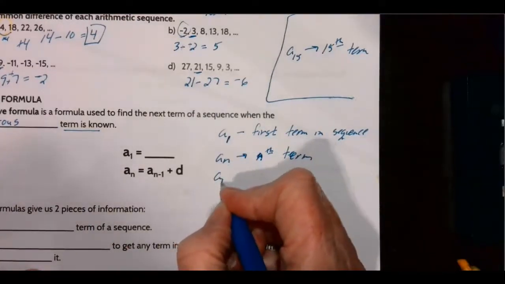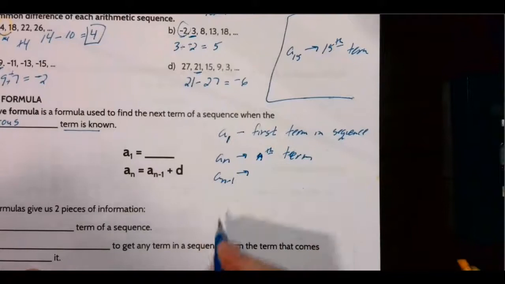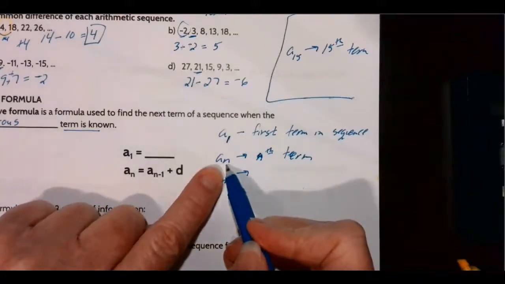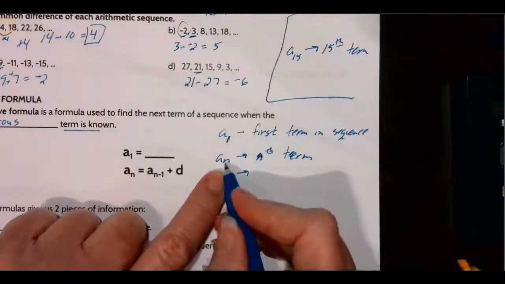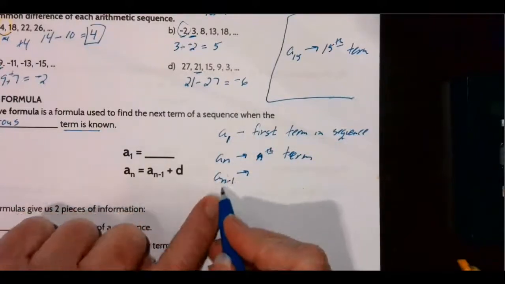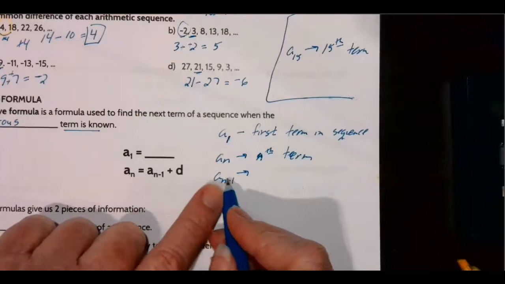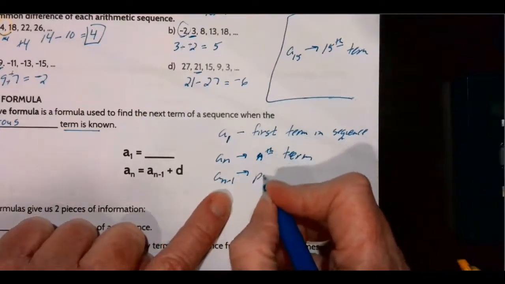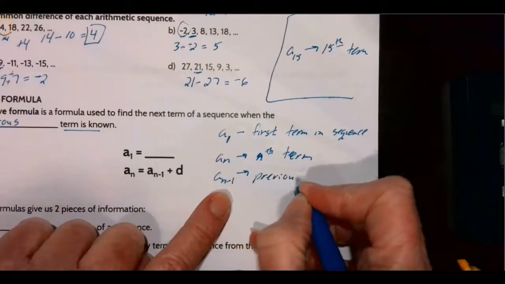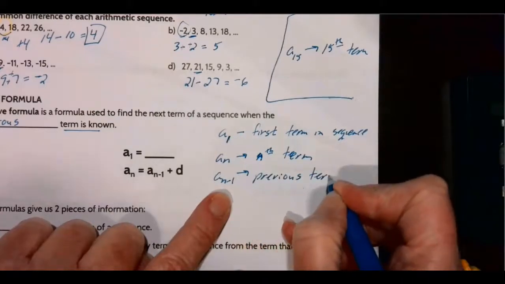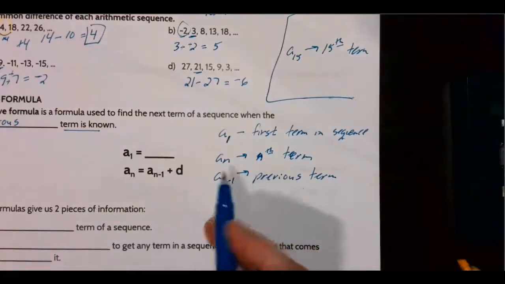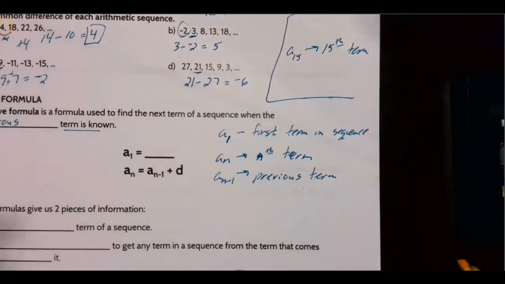So a sub n minus 1, this is really important. If I'm talking about a sub n, I want a sub n minus 1. So let's say a sub n is a sub 12. Then a sub n minus 1 is a sub 11. This is the previous term. So a sub n minus 1 is the previous term before a sub n. It's the previous term for the one that I'm talking about.